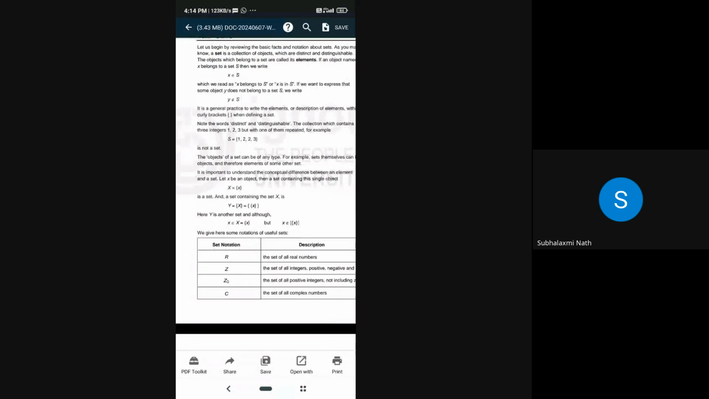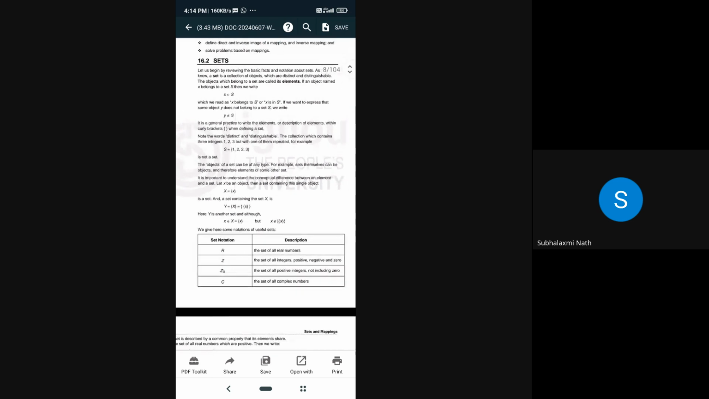We give here some notation and useful sets. R is represented as the set of all real numbers. Z is represented as the set of all integers, positive, negative, and 0. There can be -5, -3, 0, +7, +8, and so on and so forth. Z0 is represented as the set of all positive integers not including 0: 1, 2, 3, and so on and so forth. C is the set of all complex numbers.